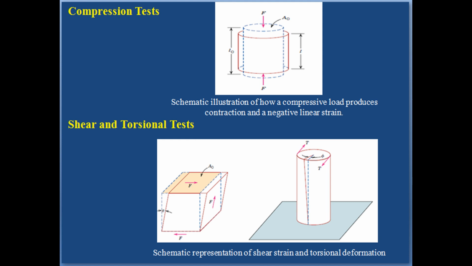Now we will move further with the next point, that is torsional test. Torsion is a variation of pure shear wherein a structural member is twisted in a manner as shown in figure.